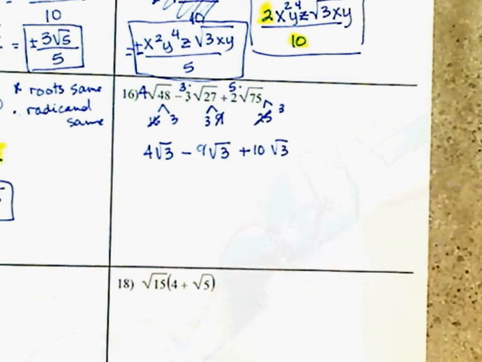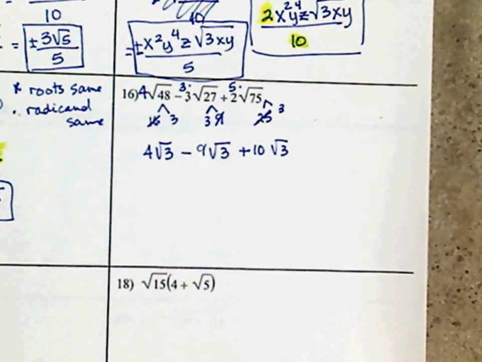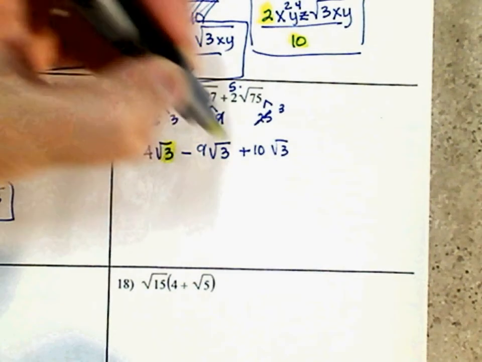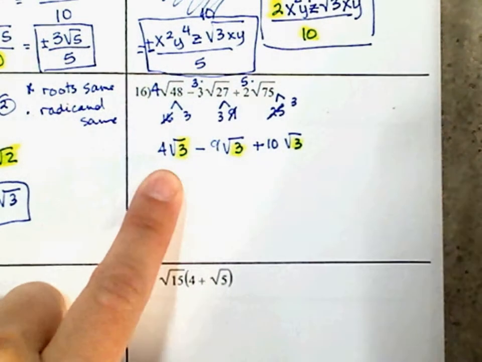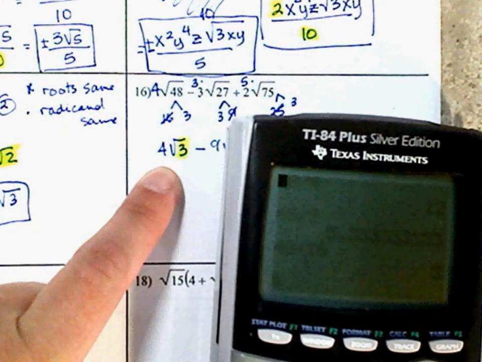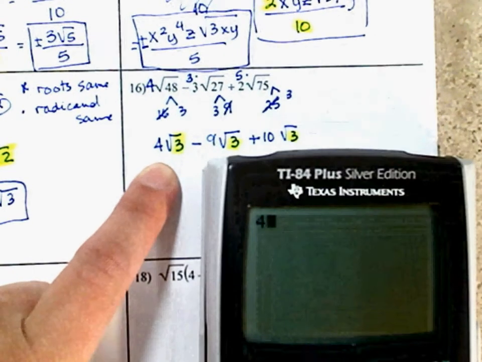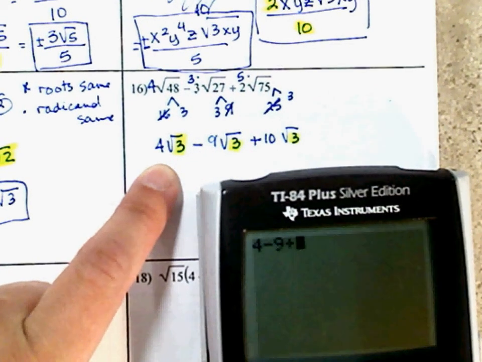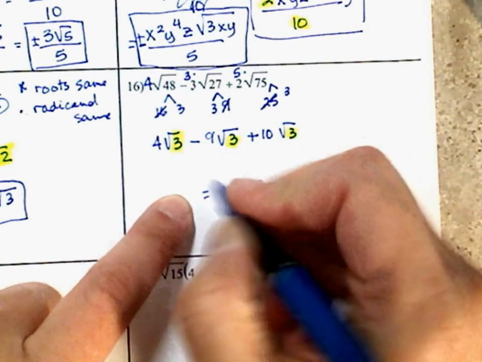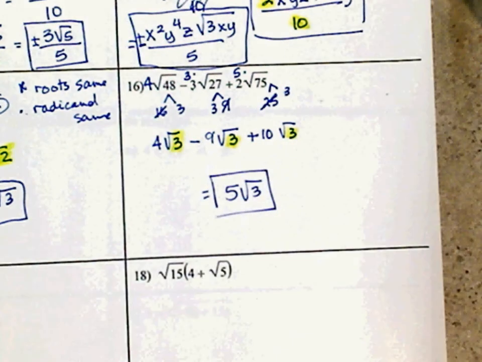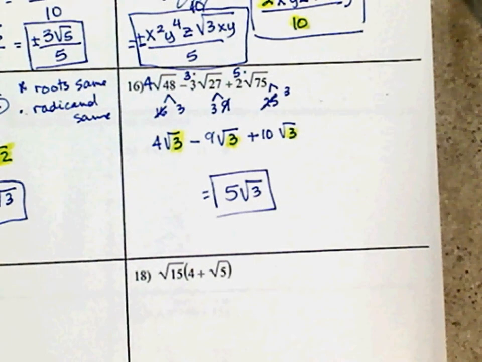Take a look at your roots. Take a look at your radicand. Are these guys all the same? Can I add and subtract them? Absolutely. So, 4 minus 9 plus 10 comes out to be 5 square roots of 3. You do not need to add plus or minus because you're adding and subtracting. Okay? You're not simplifying. So you're good.